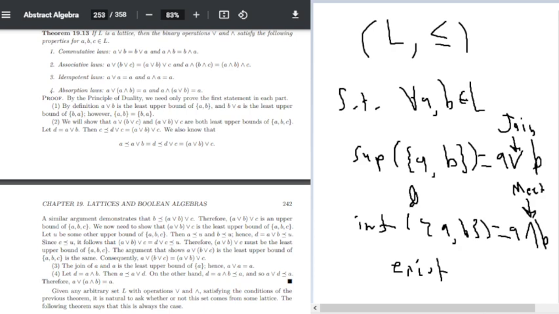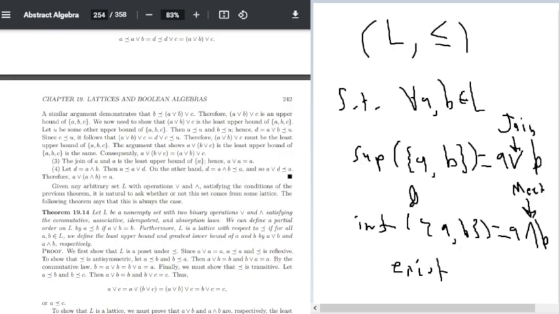Therefore, A join B join C is an upper bound of A, B, C. We now need to show that A join B join C is the least upper bound of A, B, C. Let U be some other upper bound of A, B, C. Then A is less than or equal to U, and B is less than or equal to U. Hence, D = A join B is less than or equal to U. Since C is less than or equal to U, it follows that A join B join C = D join C is less than or equal to U. Therefore, A join B join C must be the least upper bound of A, B, C.